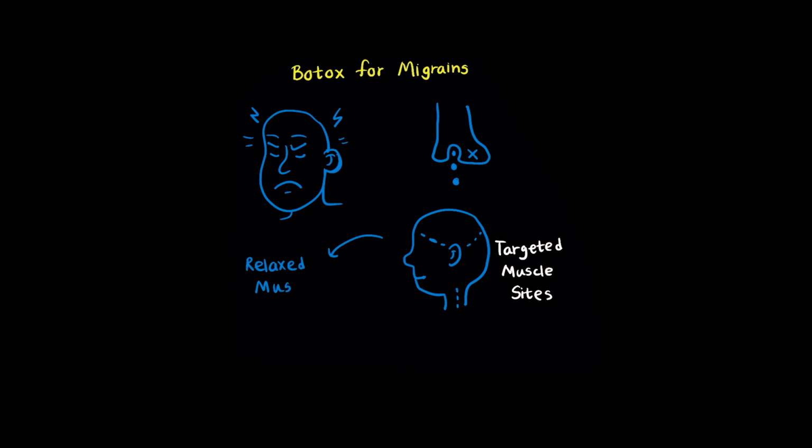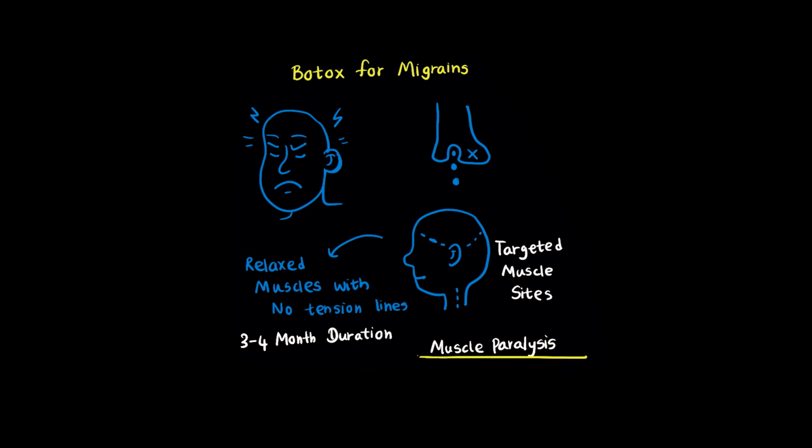The paralysis lasts 3-4 months, providing sustained prevention. Additionally, Botox may affect pain signaling pathways beyond simple muscle relaxation. Studies show it reduces migraine frequency by about 50% in chronic sufferers. The correct answer is muscle paralysis because botulinum toxin's primary mechanism involves paralyzing head and neck muscles that contribute to migraine triggers.